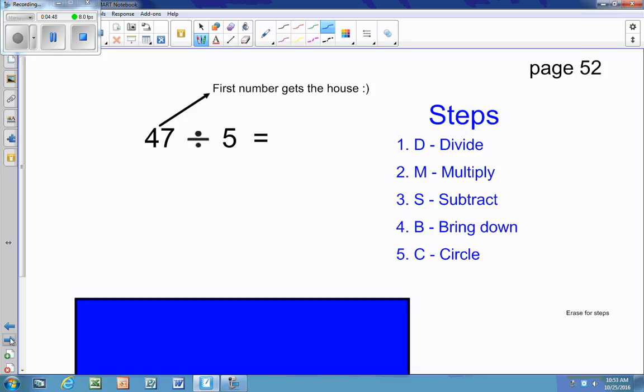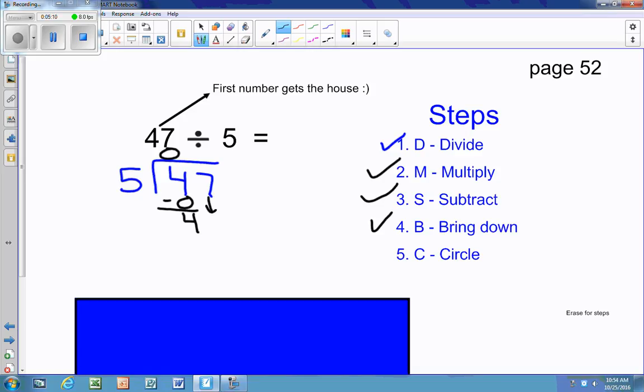Try another one. We have 47 divided by 5. First thing we have to do is divide 5 into 4. It cannot go in at all, so I need a 0 up there. 0 times 5 is 0. Now I have to subtract. 4 minus 0 is 4, and bring down the 7.